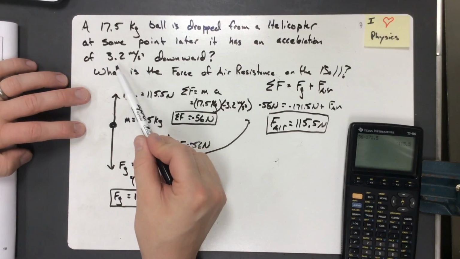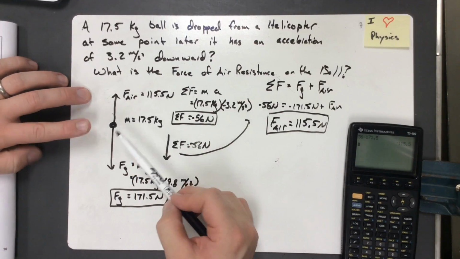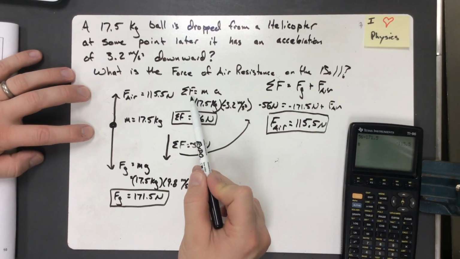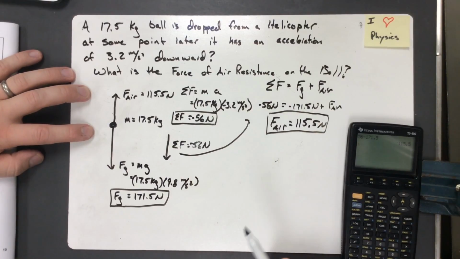If the problem gives you the acceleration and it's asking for one of the forces, the first thing to do is to draw the net force diagram, figure out what your force equation would be, use F equals ma to find the net force, plug that in, and solve for the unknown force.